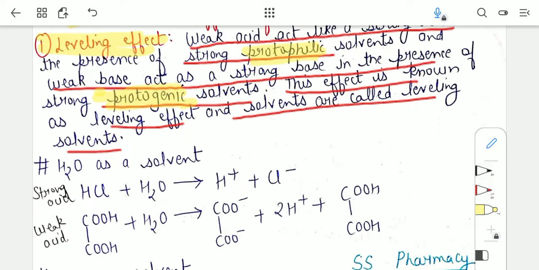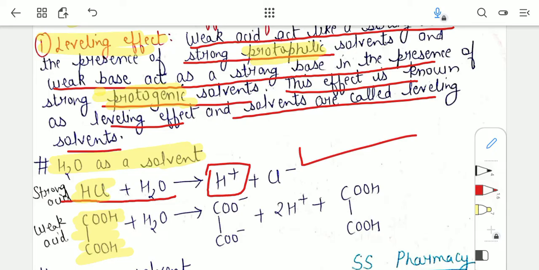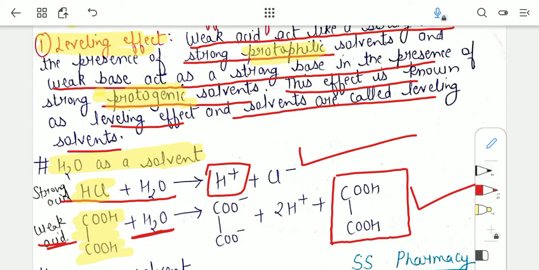For example, firstly we have taken water as a solvent. We have taken a strong acid HCl and a weak acid, acetic acid. When the strong acid reacts with water, it will fully dissociate into H positive ion. When a weak acid reacts with this aqueous solvent, water, some part of the weak acid will remain undissociated, which means that it is not that much acidic.